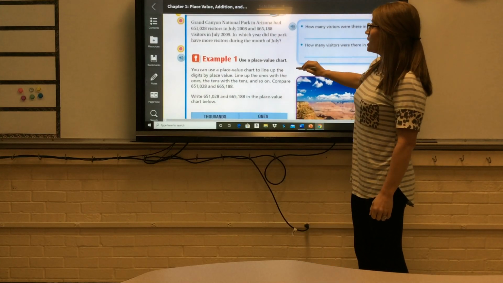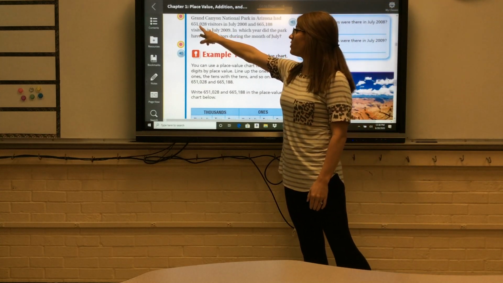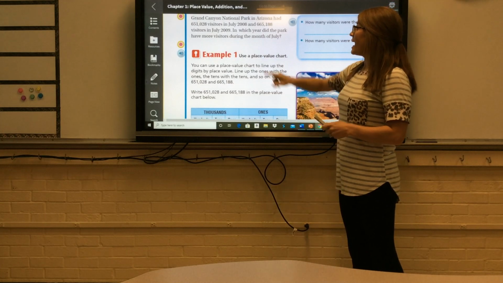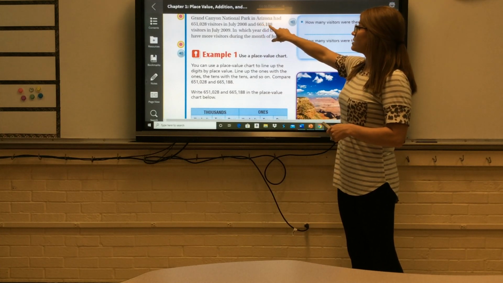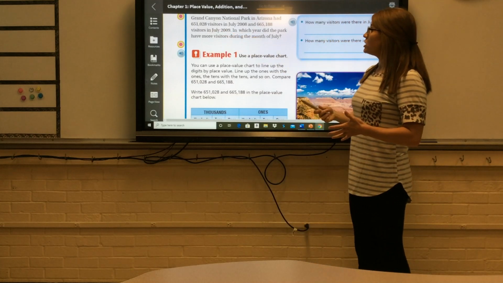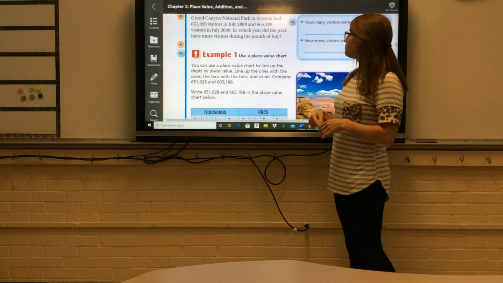Okay, it says the Grand Canyon National Park in Arizona had 651,028 visitors in July of 2008 and 665,188 visitors in July of 2009. In which year did the park have more visitors during the month of July?